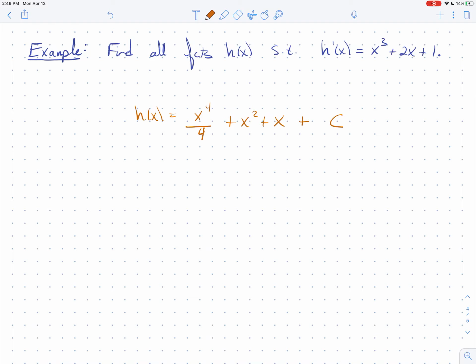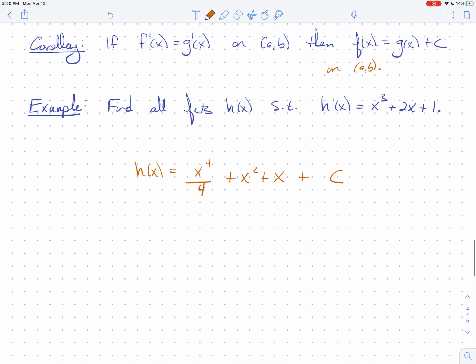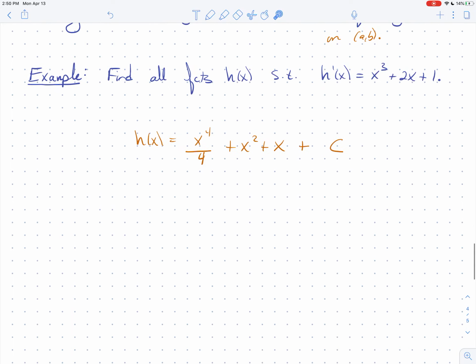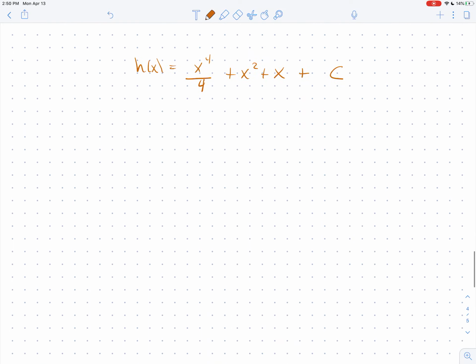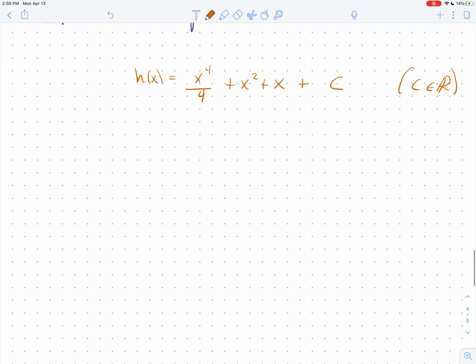And then what the corollary is telling you is, okay, any function whose derivative is this h prime that we want is going to look like this plus some other constant. So we'll just put a plus c, and here c is any real number you want. So there's actually infinitely many functions. Let me give you some examples.